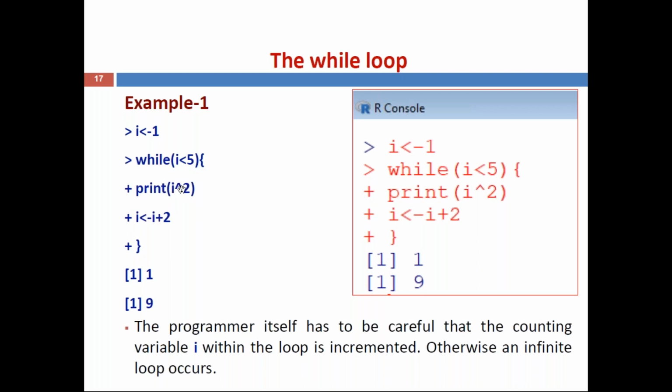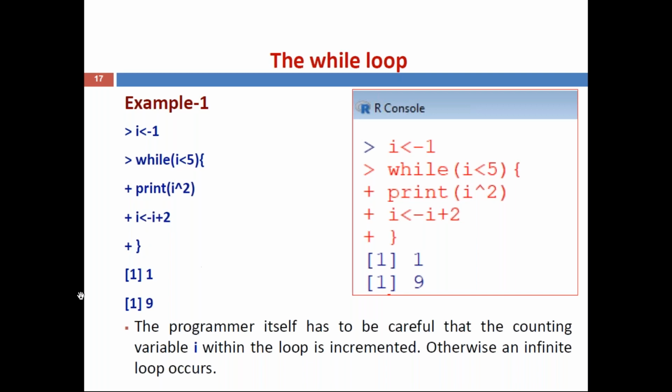Then here we are printing i power 2, then increasing i by 2, that is i equal to i plus 2. Now you can see how the output is 1 and 9. First you start with i as 1, while 1 less than 5. Yes, 1 is less than 5, it is true. Then it comes inside the loop and prints 1 power 2, that is 1. Then on the next line, i is increased by 2. What is the i value? We have taken 1. Now i equal to 1 plus 2, 3.